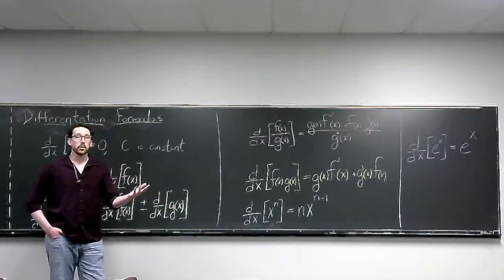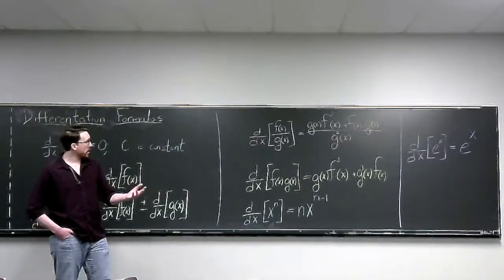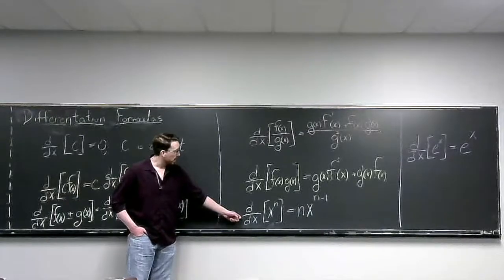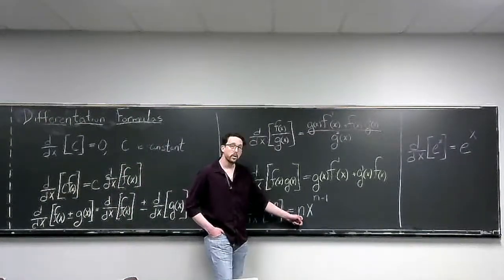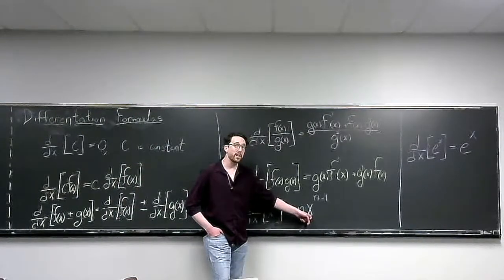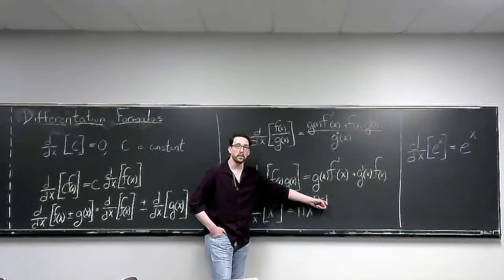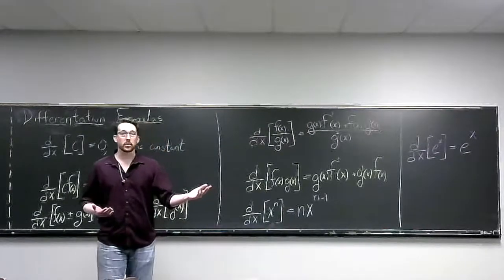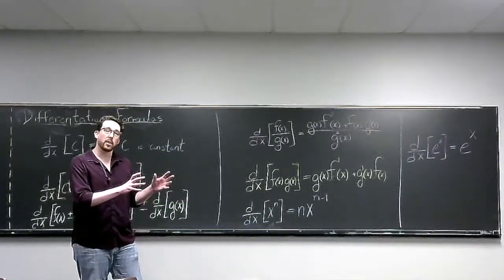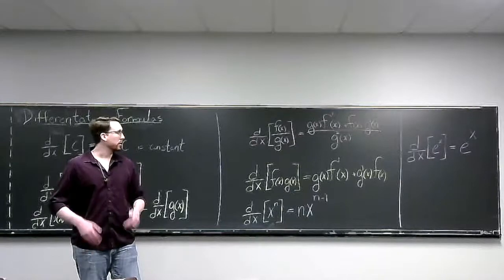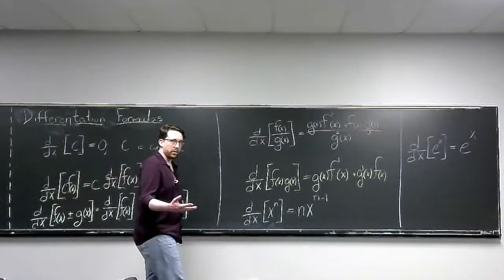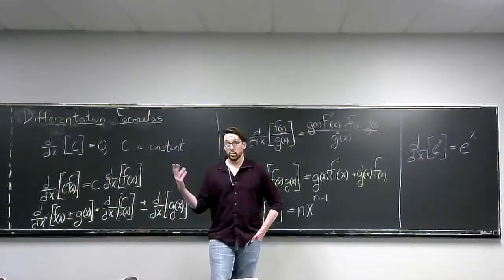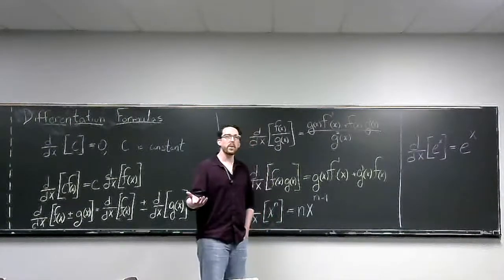So x squared, according to this power rule, is going to be 2 times x raised to 2 minus 1, or just x. So the derivative of x squared is equal to 2x. And that's how I was able to do that derivative just a second ago about 2 times x squared being equal to 4x.